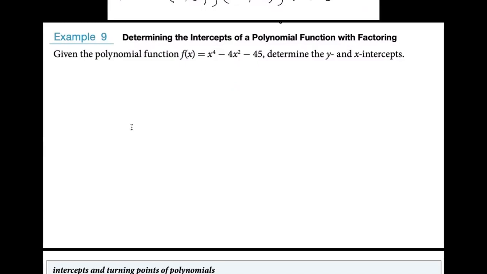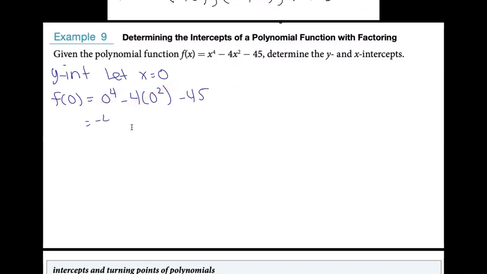So let's do our y-intercept first, because that one's kind of the easy one. So y-intercept, let x be 0. So then f of 0 is 0 to the 4th minus 4 times 0 squared minus 45. Well, these go away, so it's just -45. So the y-intercept is then 0, -45. I'm sorry, y-intercept, not x-intercept. Y-intercept, there we go.